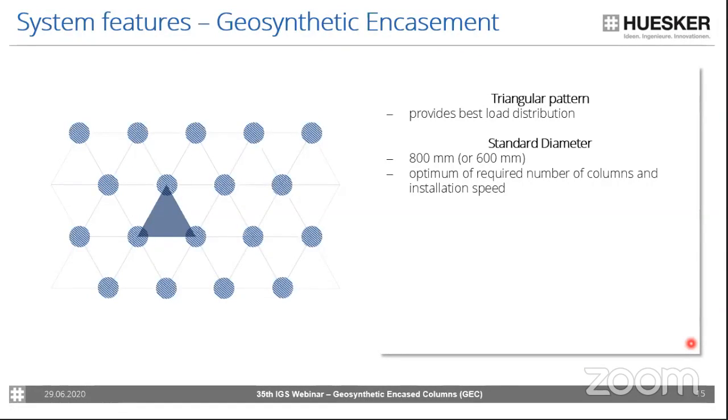Normally, the columns are recommended to be installed in a triangular pattern, which provides the best load distribution. And I already mentioned it, the standard diameter is around 800 mm or 600 mm, but this also depends on the available equipment and on the available size of the steel pipes which are used for the installation. But this 800 mm diameter has shown the optimum of the required number of columns and the installation speed. So that is a good value to start your considerations from.